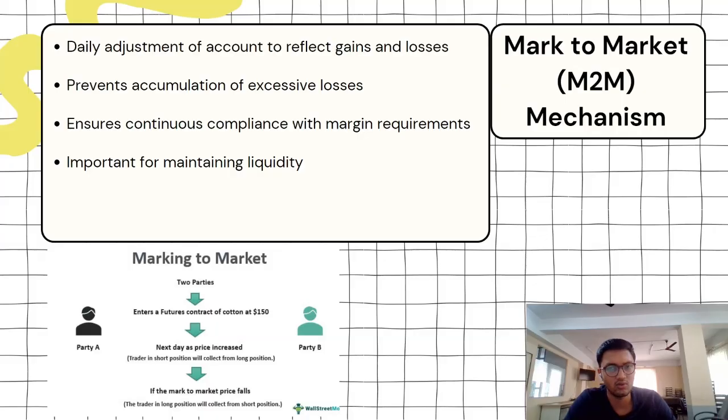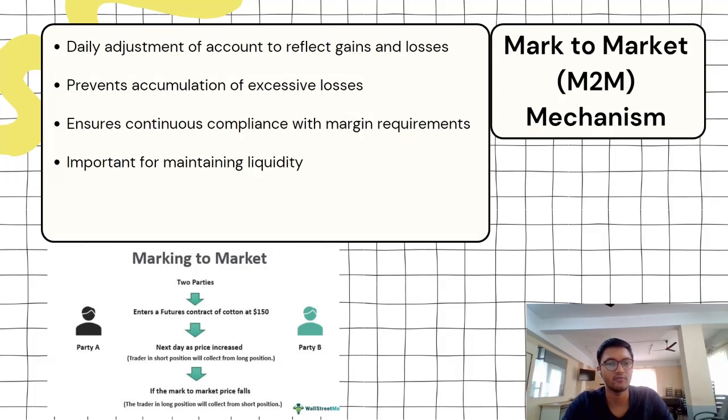So there are daily adjustments of the account to reflect gains and losses. It prevents accumulation of excessive loss. If you incur a loss of 50,000, and you're charged every day, the losses will be deducted on an everyday basis. Instead of taking your 50,000 on one single day, they'll take 10,000 rupees if the position is going into losses. And obviously, if you think the trade is not worth it and you have chosen the wrong direction, you can exit it at any point of time. You don't have to wait until your stop loss or take profit is achieved.